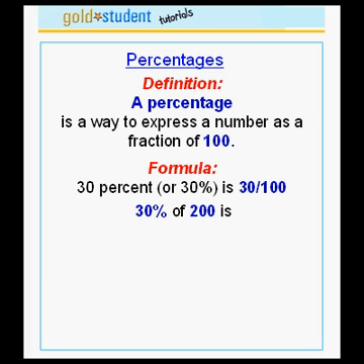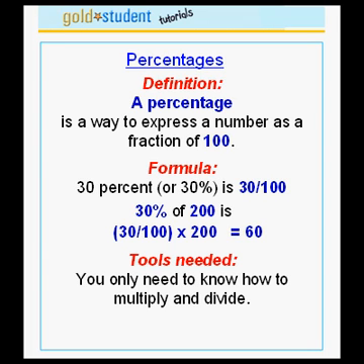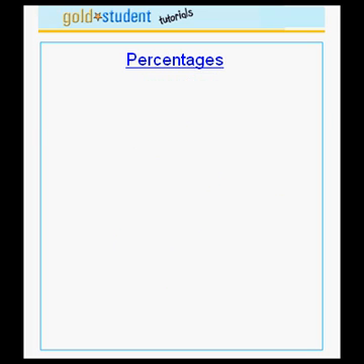So, for instance, 30% of the number 200 is 30 over 100, which represents 30%, times 200. That is equal to 60. Therefore, 30% of 200 is 60. In order to calculate percentages, all you need to know is how to multiply and how to divide.